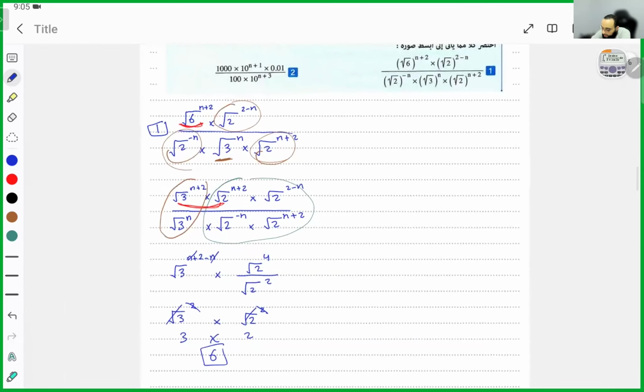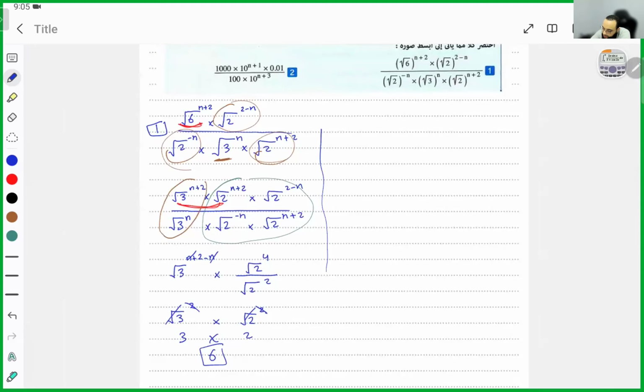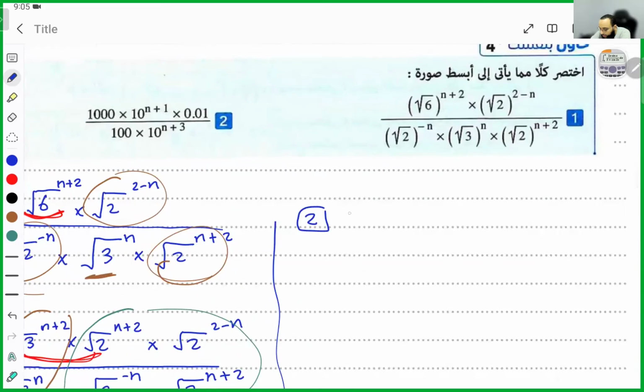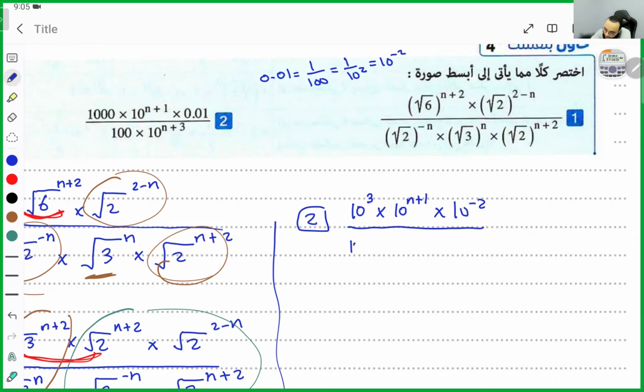Any problem? No. No, thank you. Let's get the next. So 1000, I write it 10 power of 3 times 10 power of n plus 1. 0.01, I told you before, it's 1 over 100, which is 1 over 10 power of 2, which is 10 power of negative 2. I write it 10 power of negative 2 over 100, it's 10 power of 2 times 10 power of n plus 3. Why we did this, mister? I did this in case all of the question will be only 10, so I can add the powers, subtract the powers, something like that.